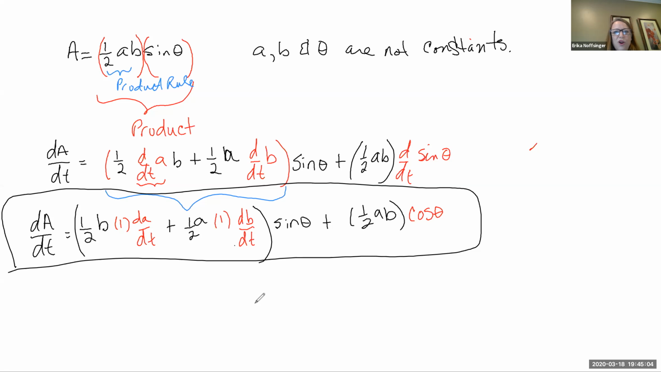So we'll get into more detail of word problems, but this just kind of gives you the idea of what we're doing, is that now we're taking the derivative with respect to time, and there's more than one thing that's relating to time, and so we're going to need to use implicit differentiation.